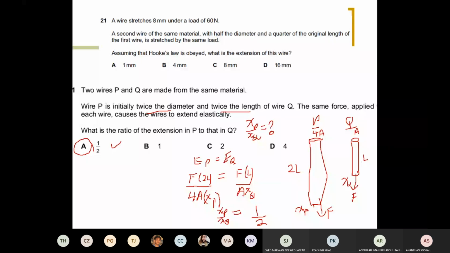Good. My advice again, the diameter is troublemaker. Change to A. 2D is like 4A. 3D is like 9A. Half D means like quarter A. Square the ratio. Okay, so far so good. I think many of you getting me the correct answer. We go for the next one. Hope everyone get the same answer. So next one.